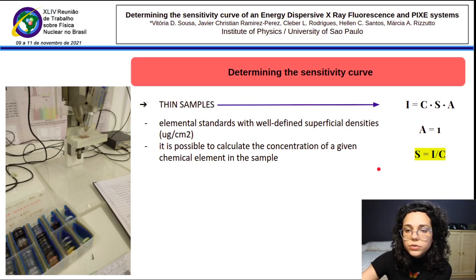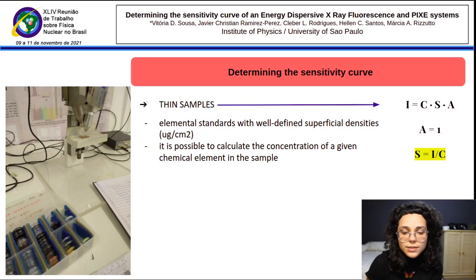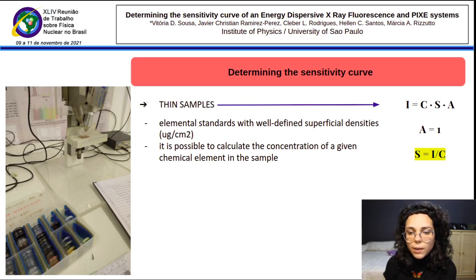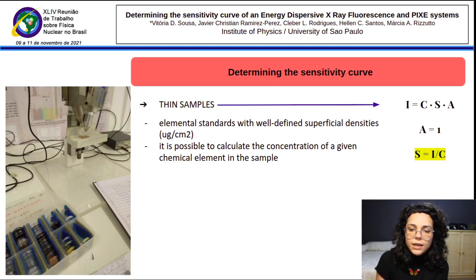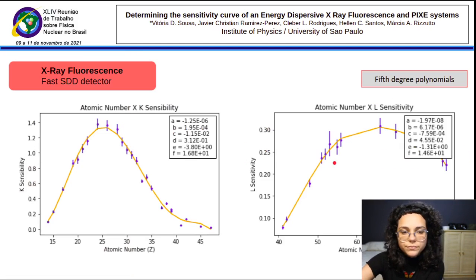So what we need to do is obtain X-ray fluorescence or PIXE data of these elemental standards, find the intensities, calculate each chemical element's concentration, and divide intensity by concentration. Repeating this procedure for all chemical elements of interest, we can fit the curve of sensibility as a function of the atomic number and determine the sensibility equation.